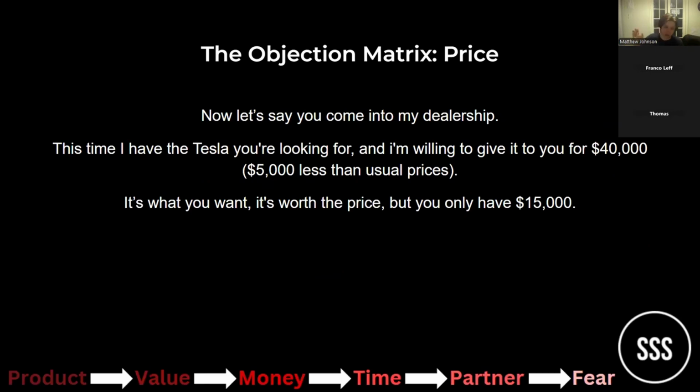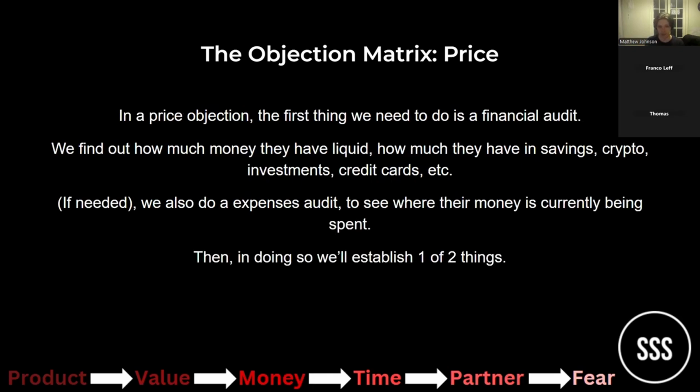Next thing, price. So now once again, same car dealership, same situation. This time I have the Tesla you're looking for, right? You're in the market for a Tesla. I have the Tesla, and I'm willing to give it to you for 40 grand. And usually it's 45 grand, right? So it's worth it, and it's the right product. It's what you want. It's worth the price, but you only have $50,000, right?